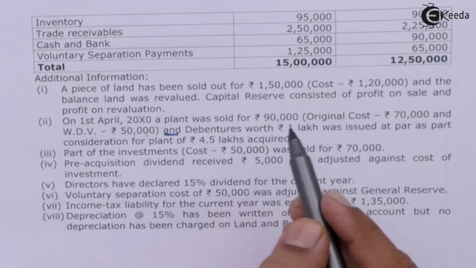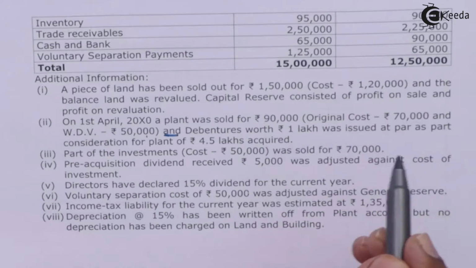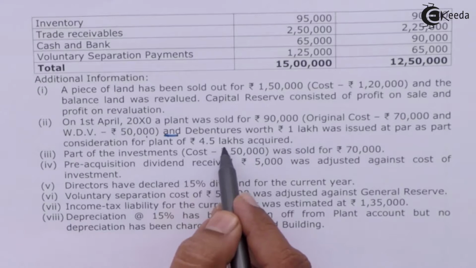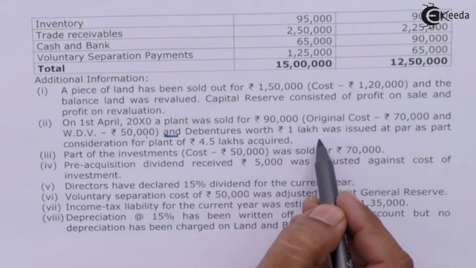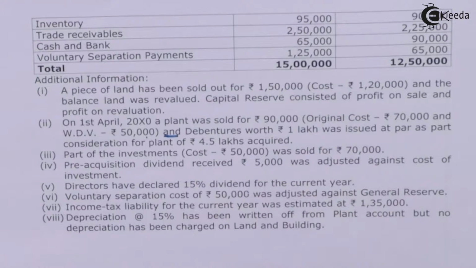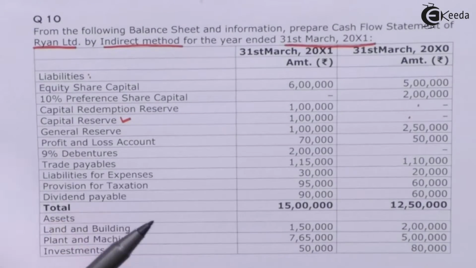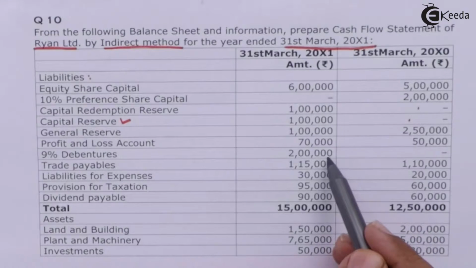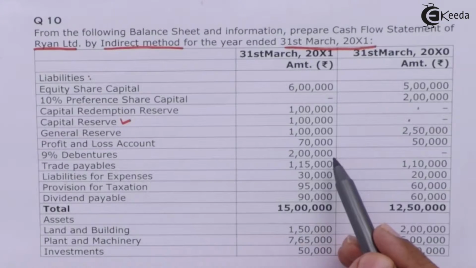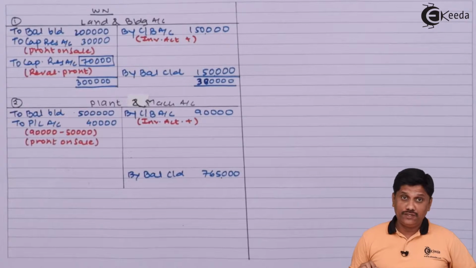40,000. And debentures worth rupees 1 lakh were issued as part consideration for a plant of 4.5 lakhs acquired. So we have acquired a plant of 4.5 lakhs. While making the payment of 1 lakh we have issued debentures. Let me check the balance sheet. Your debentures are not 1 lakh, it is 2 lakhs. So it is not matching. So I will also prepare a debenture account. Your debentures should have been 1 lakh, but now it is 2 lakhs. So I will also prepare a debenture account, students. Okay? We have purchased plant of 4.5 lakhs and we have issued debentures worth rupees 1 lakh.